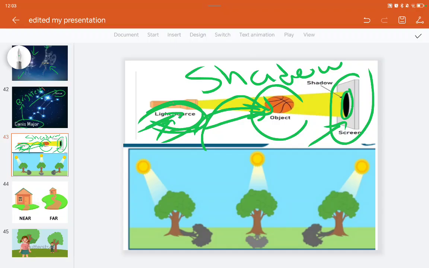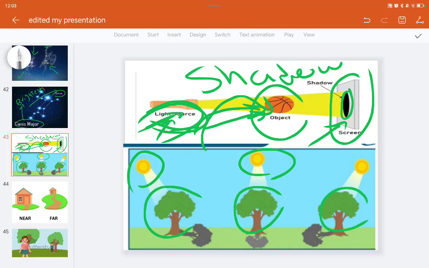So, what is the biggest source of light on our earth? The sun. The sun is the biggest source of light on our earth. So if the light of our sun is spotted or focused on something, what will happen? A shadow of this something will be formed, right?